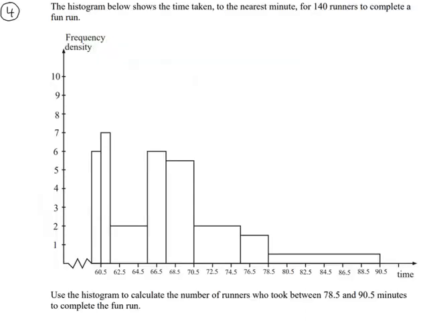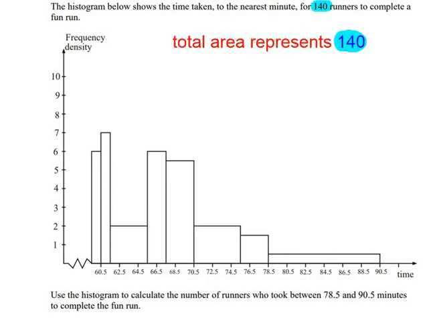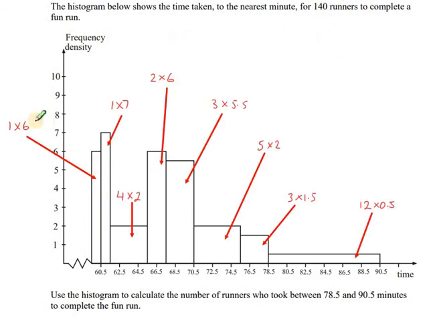Example 4. So we have to use the histogram to work out the number of runners who took between 78.5 and 90.5 minutes to complete the fun run. Now again, we know that area is proportional to frequency on a histogram. The total area represents the total frequency, which is 140 runners, and I've calculated the area of each bar.